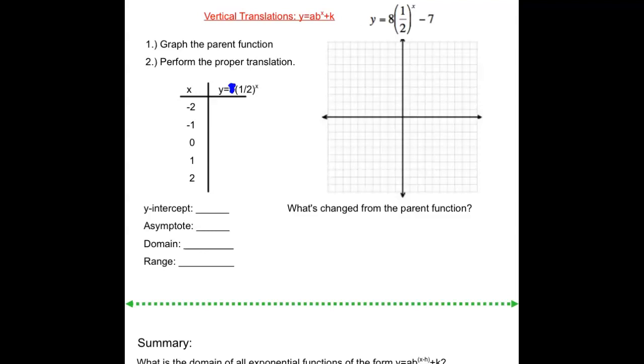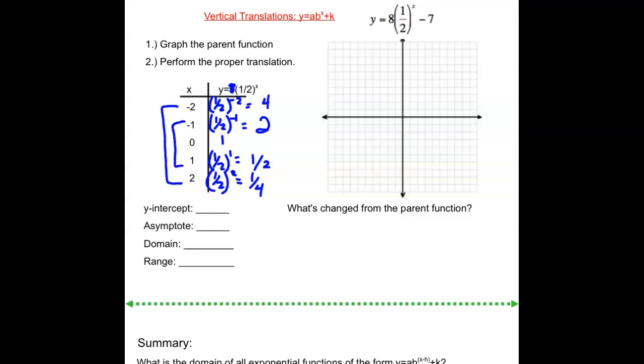Okay? So 1/2 squared becomes 1/4. 1/2 to the first power is just a 1/2. Anything to the 0 power is 1. 1/2 to a negative 1 has to flip it over, so it becomes a 2. And 1/2 to a negative 2 power is going to flip over and get squared and become a 4. Again, these are reciprocals of each other.